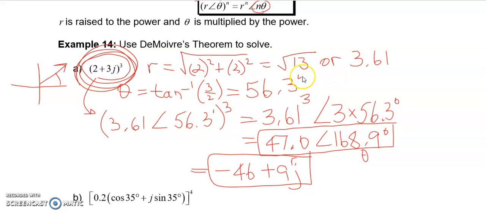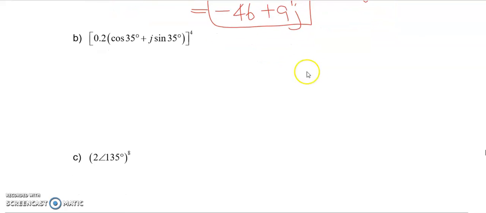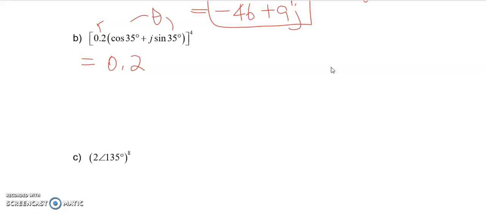Okay, let's look at example B. B is actually going to be easier to do because example B is already in polar form. In fact, if you wanted to, you could even write it in the abbreviated polar form. Your R is 0.2, that's your R right in front. And there's your theta. You see, it's in both places. So angle symbol 35 degrees. You're going to raise that to the power of 4, it says right there.